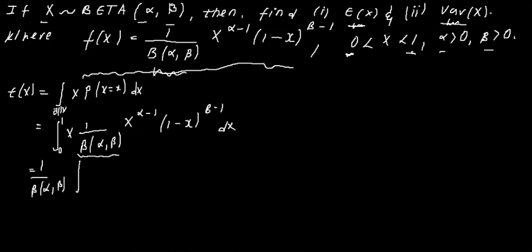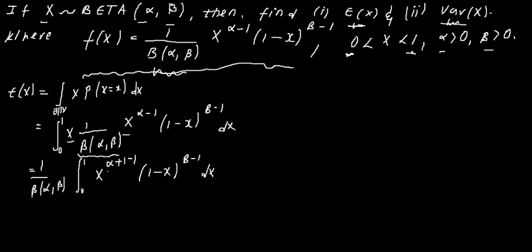So we are going to say 1 over beta of alpha, beta, integral from 0 to 1, and we'll have x here, and the x terms are common, so we can multiply them. So we'll have x to the power of alpha plus 1, then minus 1, like that, times (1 minus x) to the power of beta minus 1, dx.